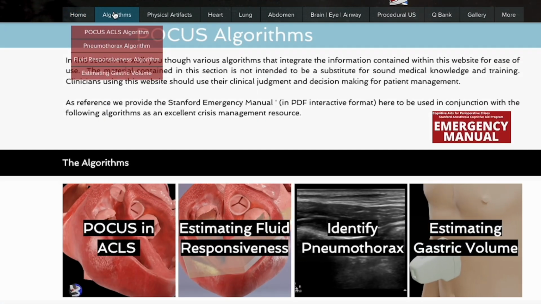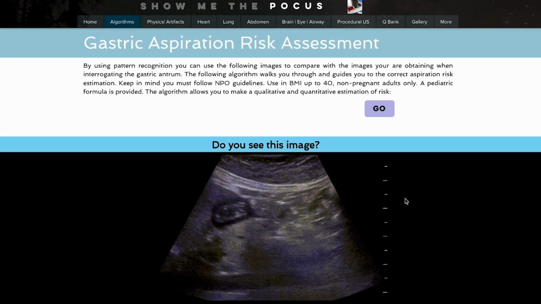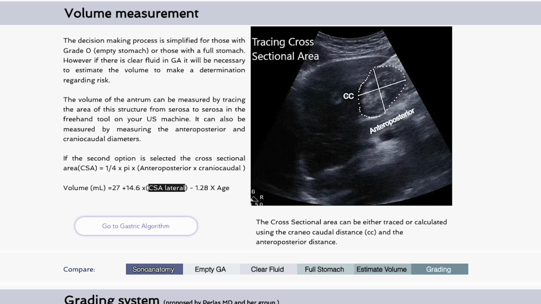ShowWithThePOCUS.com under the Algorithms tab allows you to plug those numbers into a calculator using the formula above and will give you an estimation of the gastric volume and risk of aspiration as seen here. Notice that the estimated gastric volume is in regards to the total body weight and not lean or ideal body weight.